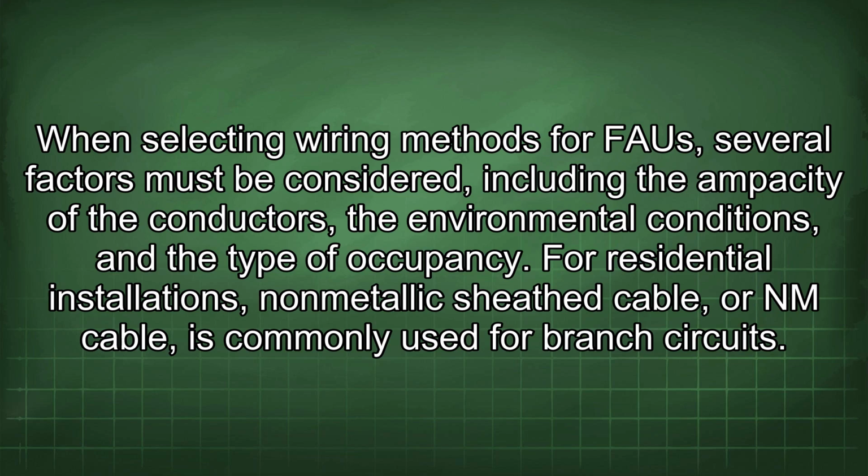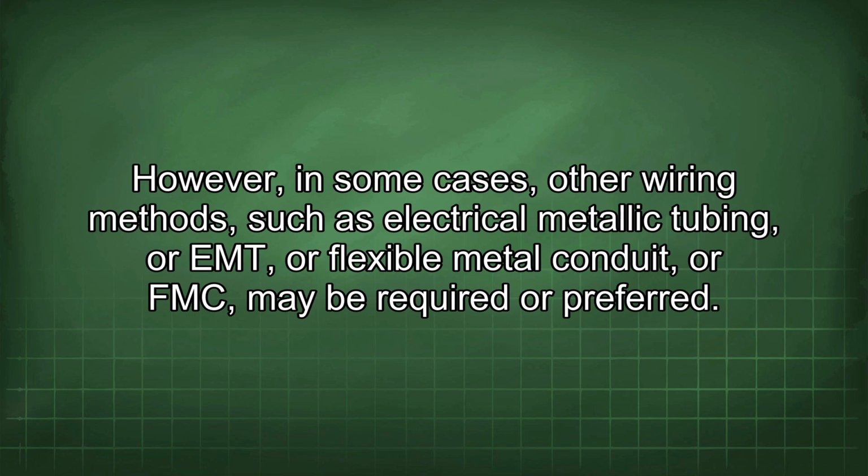When selecting wiring methods for FAU, several factors must be considered, including the ampacity of the conductors, the environmental conditions, and the type of occupancy. For residential installations, non-metallic sheath cable, or NM cable, is commonly used for branch circuits. However, in some cases, other wiring methods such as electrical metallic tubing, or EMT, or flexible metal conduit, or FMC, may be required or preferred.